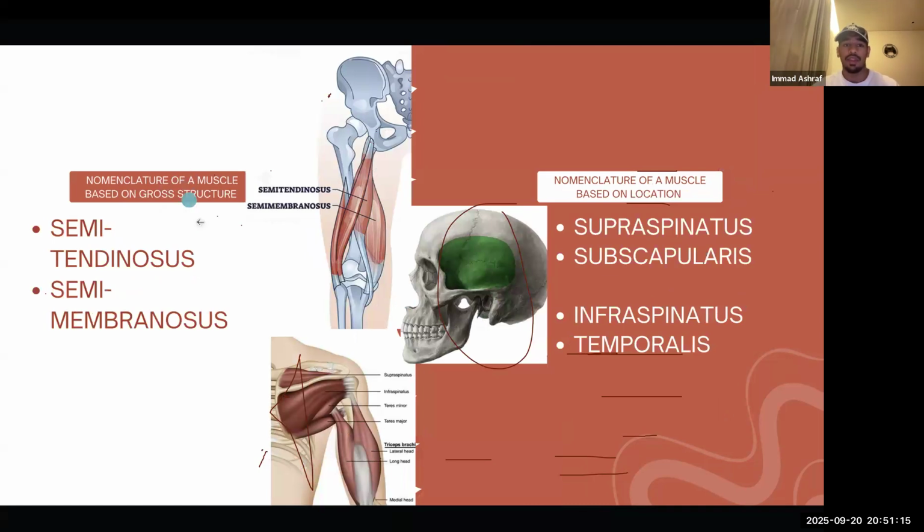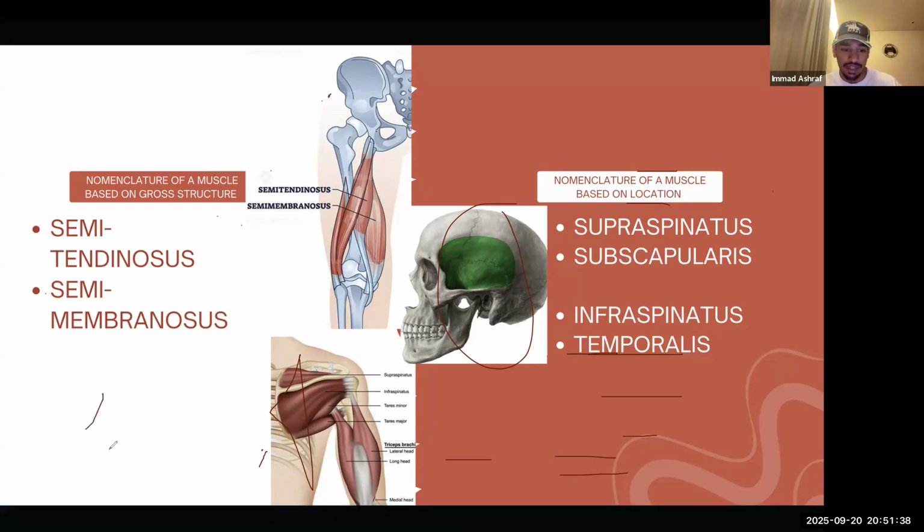And then you have the muscles based on growth structure. So they have a semitendinosus and semimembranosus. These are also muscles that make up the hamstrings along with the biceps femoris, two heads of the biceps femoris. It's called the semimembranosus because its tendon is thin and long.